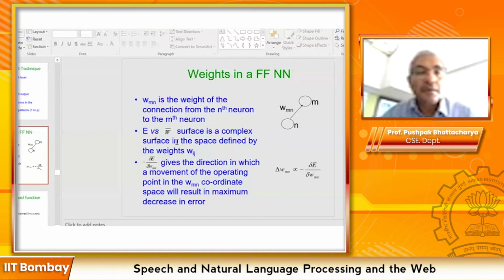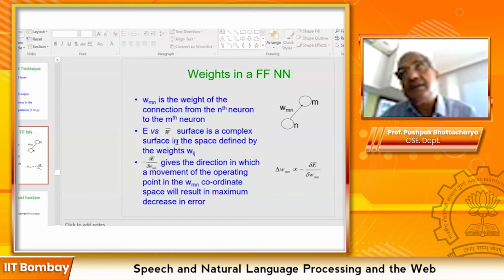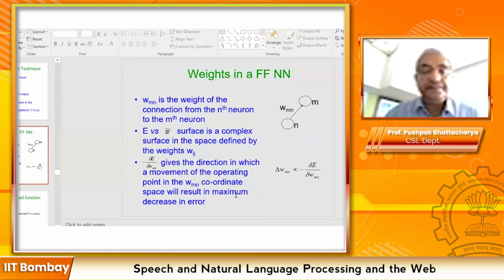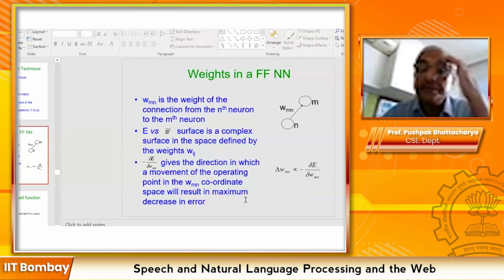Thank you. That you should verify yourself. If it is increasing, if it is a positive gradient, then the weight change will be negative. If you have a falling curve, then the weight change will be positive. That is ensured by this minus delta E by delta W_mn. Okay, sir, that was it.